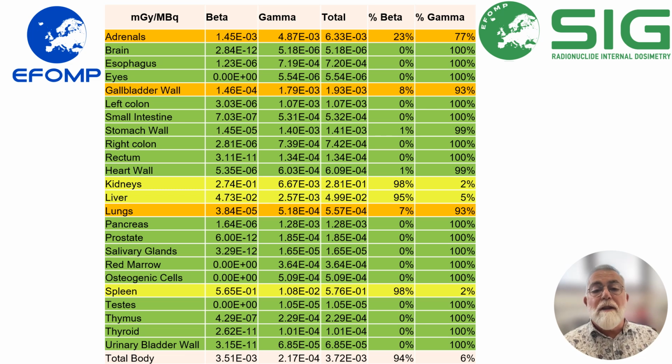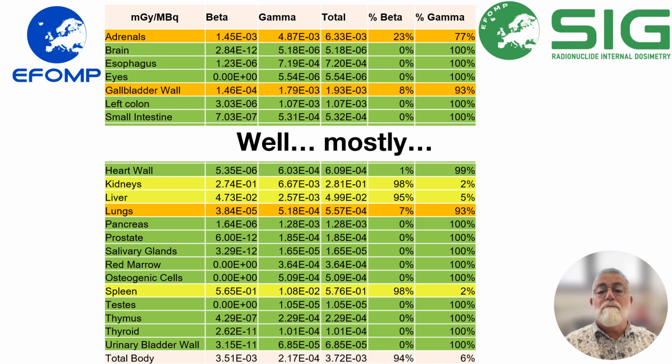Then for the gallbladder wall, same explanation, the irradiation is coming from the liver. And maybe more surprising, there is some irradiation of the lungs by the electrons coming from the dome of the liver.